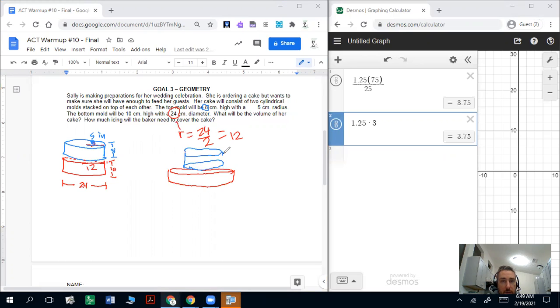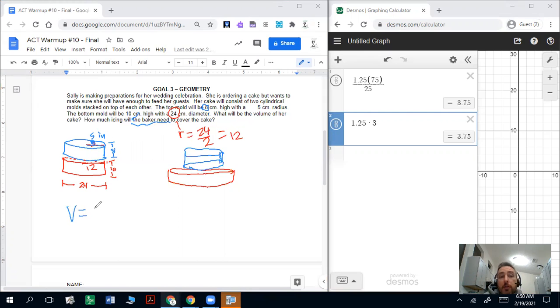Pardon my drawing there. I'm terrible at this, especially in the computer. So it's going to look more like that. What will be the volume of our cake? How much icing will the baker need to cover the cake? I don't know. Oh, that's square. Yeah, we're not going to do that because that's a little bit more involved. That's area, but there's so much missing area here. That's not going to happen. So let's get the volume.